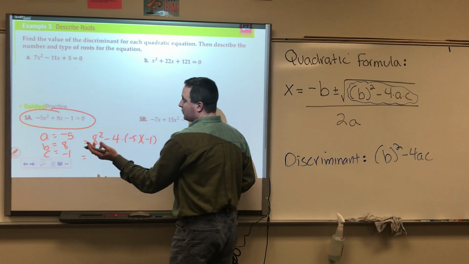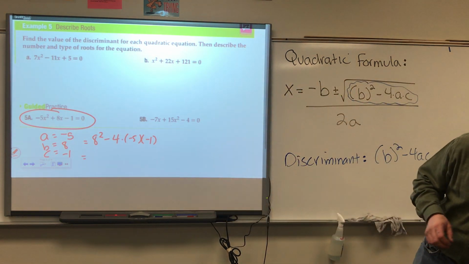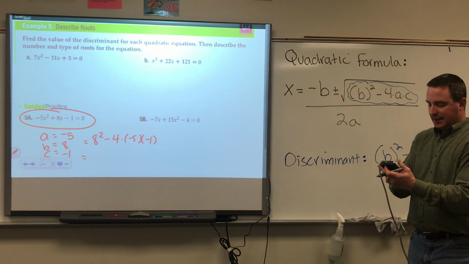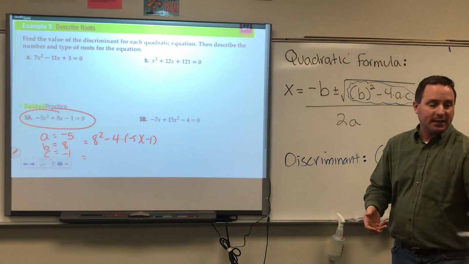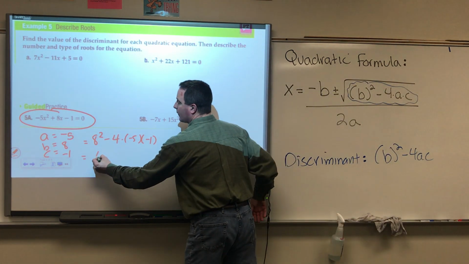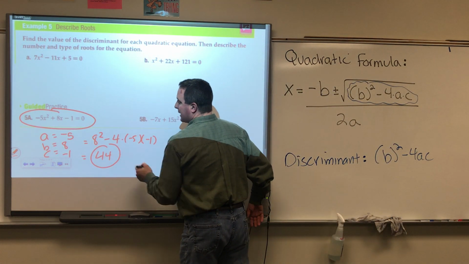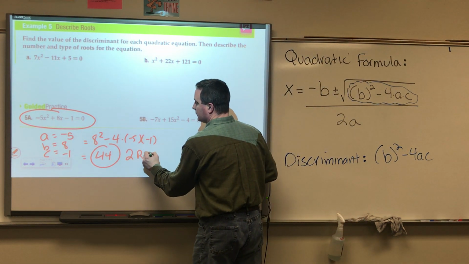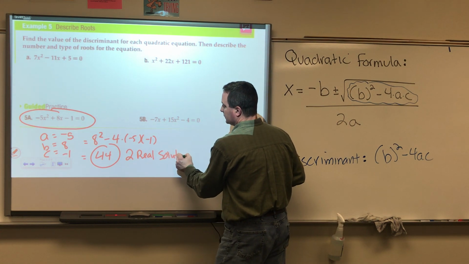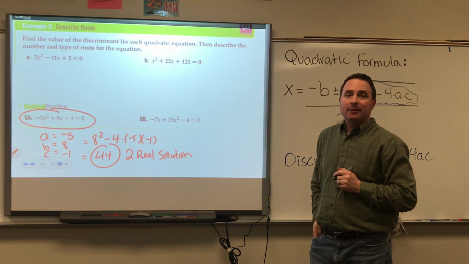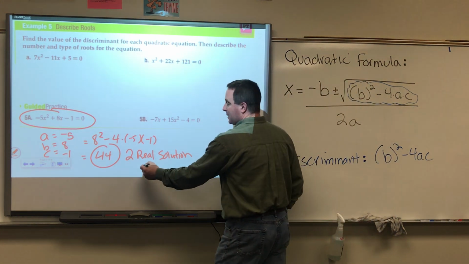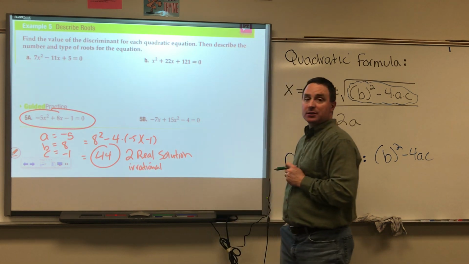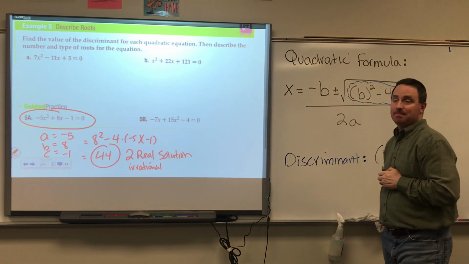And this is something you can do simply on your calculator if you want to. 8 squared minus 4 times negative 5 times negative 1. It's going to tell me 44. Now because it's a positive 44, it's going to have two real solutions. And is 44 a perfect square? No, it's not. So it's actually going to be two irrational real solutions. We can specify just a tiny bit more.